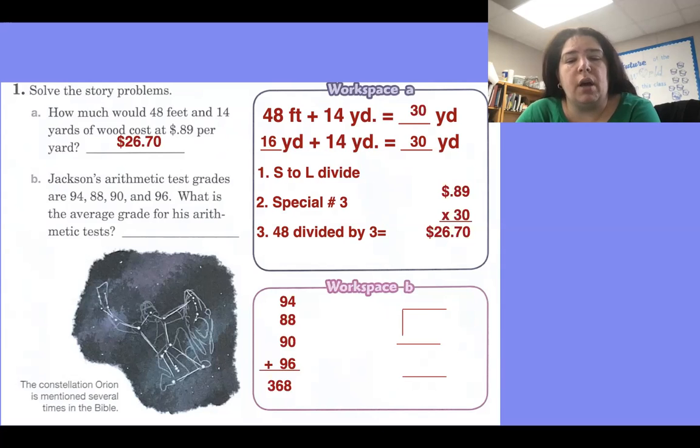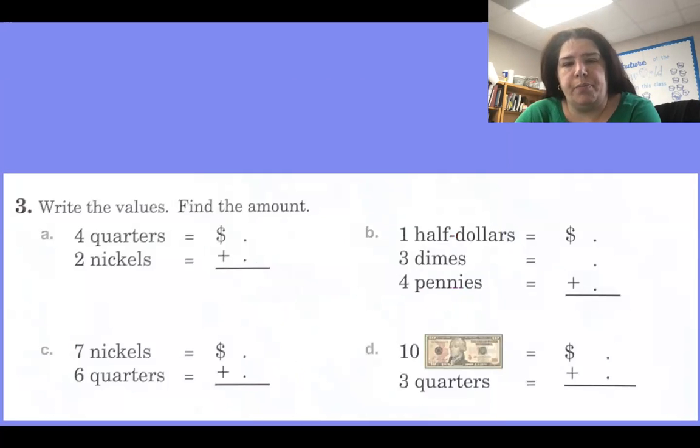So we're going to take 368 and divide it by 4. 4 goes into 36 9 times. 9 times 4 equals 36. When you subtract, you get 0 and bring down the 8. 8 divided by 4 equals 2, and 2 times 4 is 8. When you subtract, you get 0. So your answer will be 92.